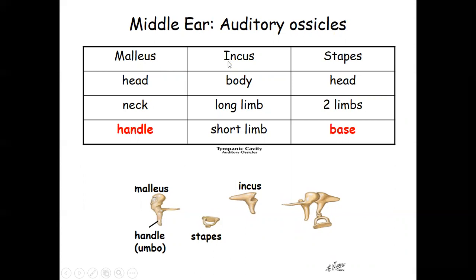And for the incus, we have the body in the middle, and then we have the long limb and short limb. For the stapes, we have the head and two limbs, and we have the base. Whenever you combine all the bones like this, you can see the orientation of the bones when they are put together.